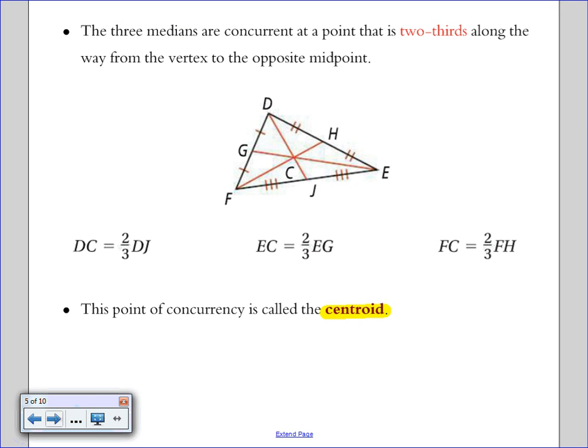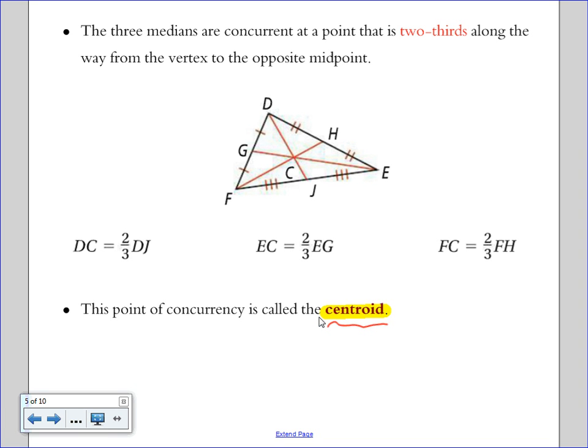The 3 medians are concurrent at a point that is 2/3 along the way from the vertex to the opposite midpoint. So these have an interesting relationship. The point that we're talking about is called the centroid. That's the special name of this point of concurrency. And as shown on this picture and these statements underneath the picture, each median is divided into 2/3 and 1/3 on either side of the centroid.